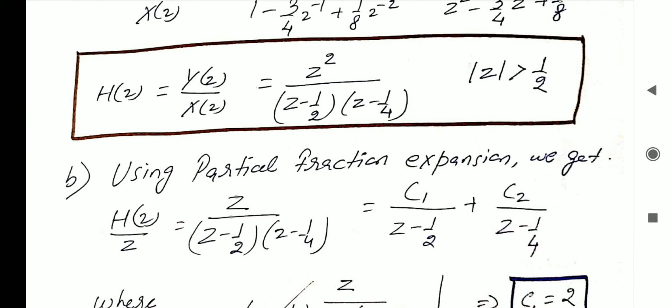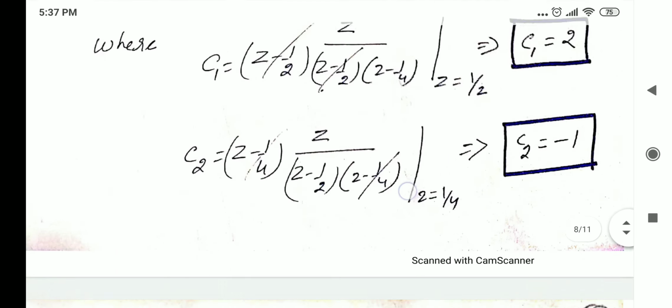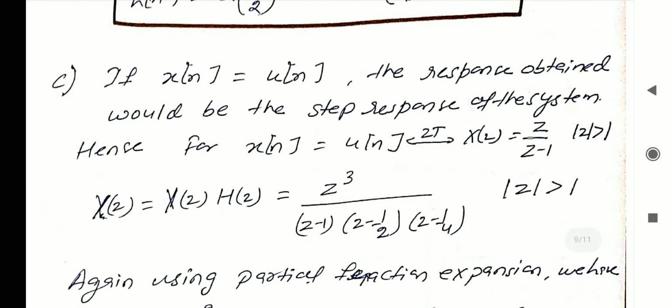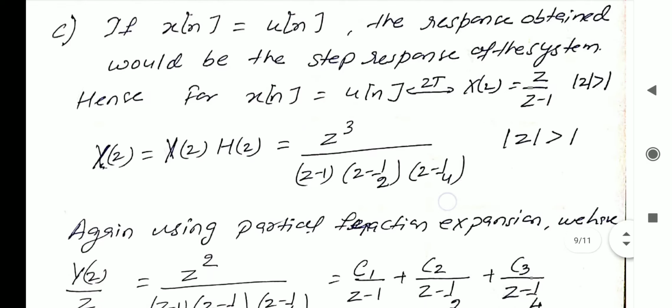This was our H(z), z square by z minus 1 by 2 into z minus 1 by 4. We'll just multiply it with X(z). So X(z) is z by z minus 1. So this becomes z cube by z minus 1 into z minus 1 by 2 into z minus 1 by 4, and the ROC is mod of z greater than 1.